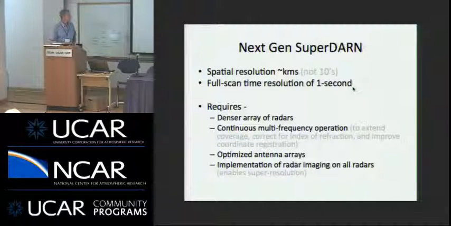And what it's going to take is some optimized antenna arrays and then implementation of aperture synthesis or imaging radars. So this might fit in nicely with the stuff that Frank's talking about. I probably wouldn't go with measuring as many parameters as Frank would like to measure. I don't need transmitting frequencies up in the hundreds of megahertz. I need HF so I can do coherent scatter, not as much power.